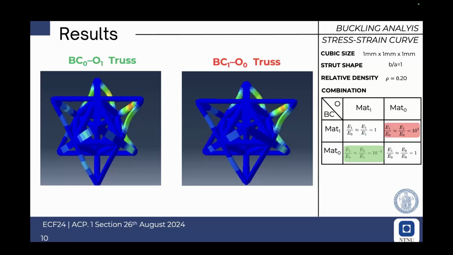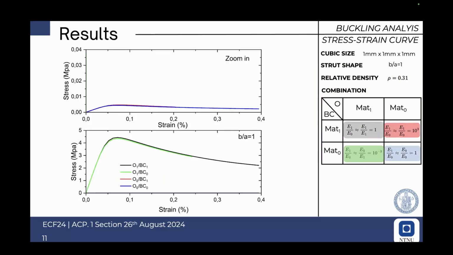Material 0 is the octet with the softer material. Here you may see on the left the combination of our BCO structure, which is composed of an octet that is stiff and a cubic that is soft. This is the typical deformation that you may observe. If you have instead this other combination, with an octet that is soft and a cubic that is stiff, you have this type of deformation.